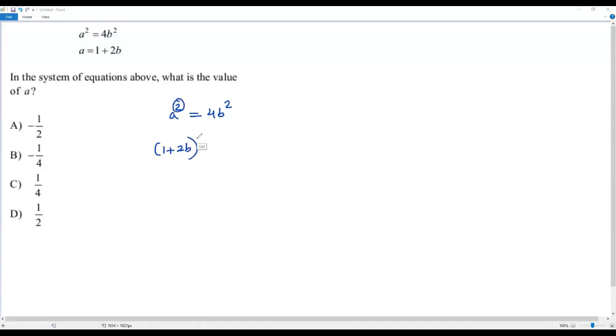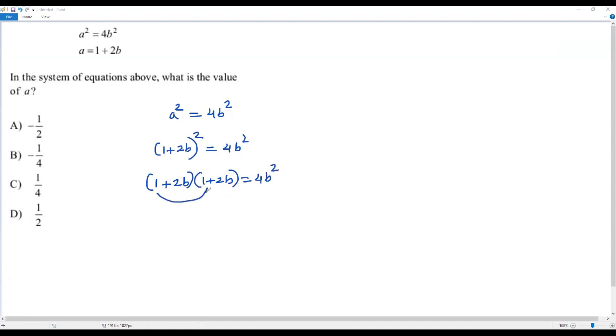Since we have a square for A, we have to take the square of this expression, which equals 4 times B². Since we have the exponent 2 for this binomial, we can multiply the binomial twice. That is (1 + 2B)(1 + 2B) = 4B². Now we can multiply these two binomials using the FOIL method.